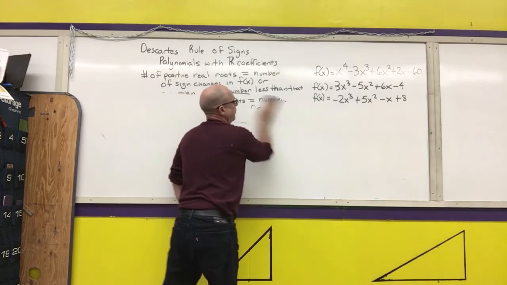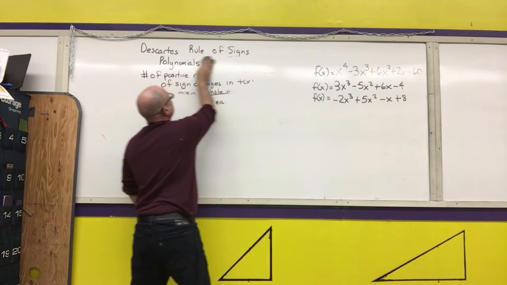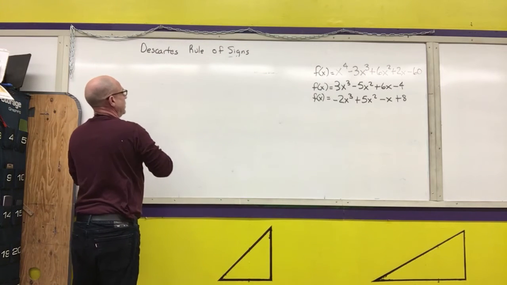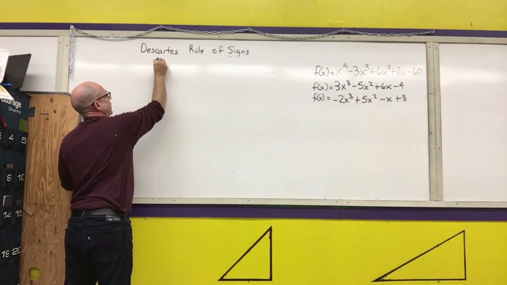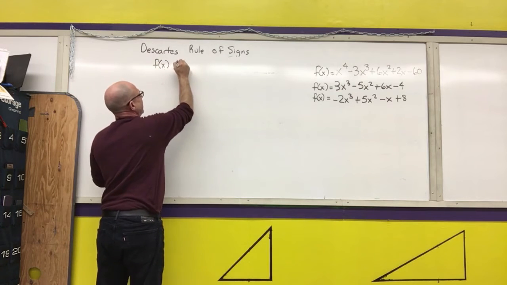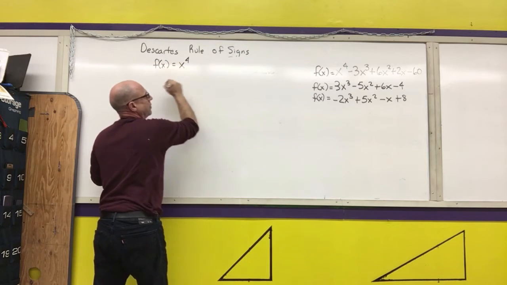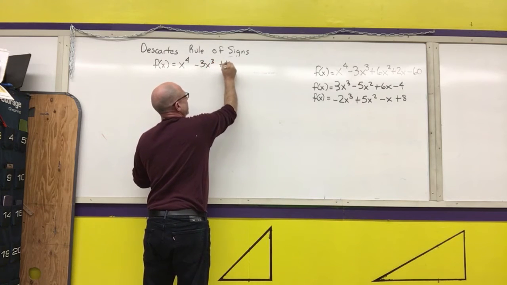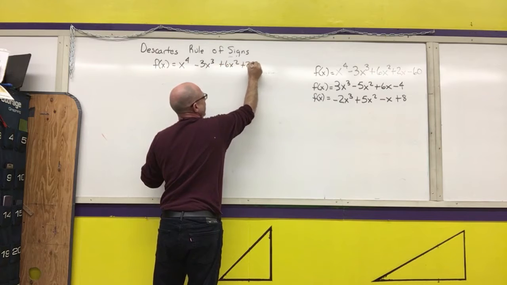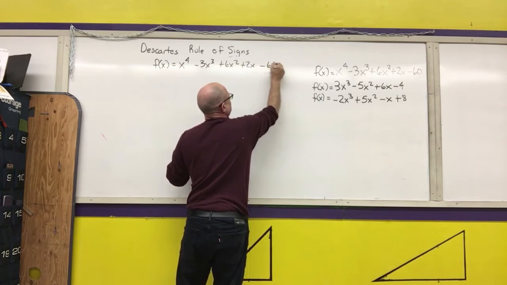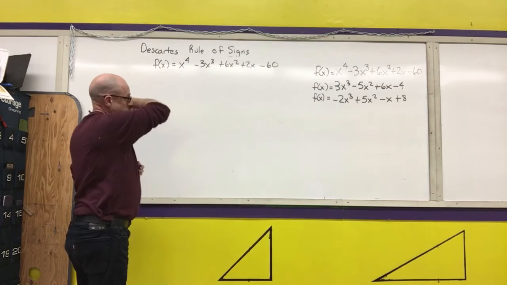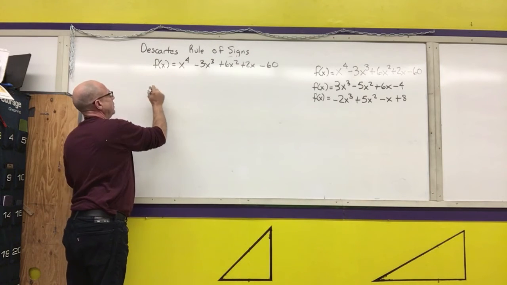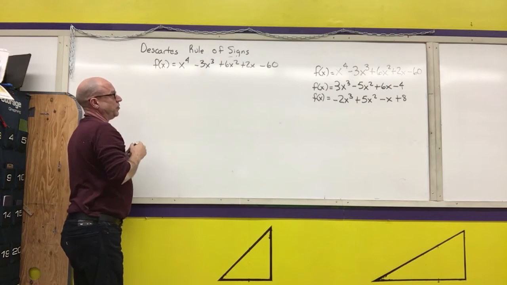So, the first example says I need to analyze the following function. F of x is x to the 4th minus 3x cubed plus 6x squared plus 2x minus 60. And I want to analyze this just for f of x.